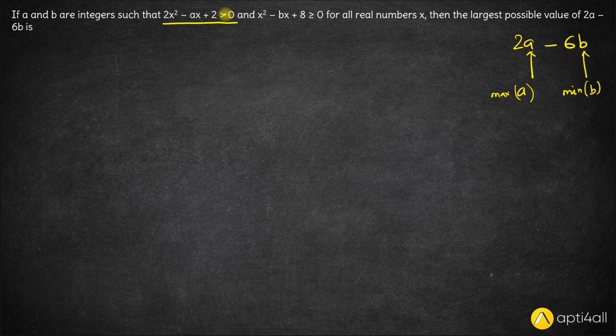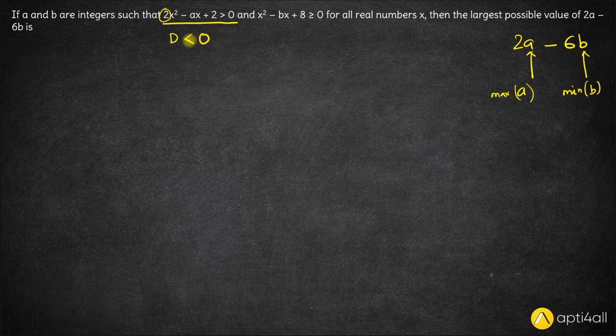Now this is a quadratic which is always greater than 0 and the coefficient of x² is positive. Since the coefficient of x² is positive, this will be an upward facing parabola, and since it is always greater than 0, the parabola will lie completely above the x-axis. Since it lies completely above the x-axis, there are no real roots of this equation. The graph does not cut the x-axis, hence there are no real roots, and the condition for no real roots is that d, the discriminant, should be less than 0.